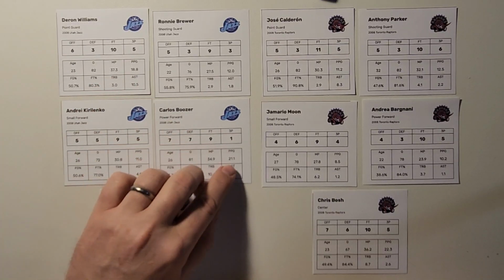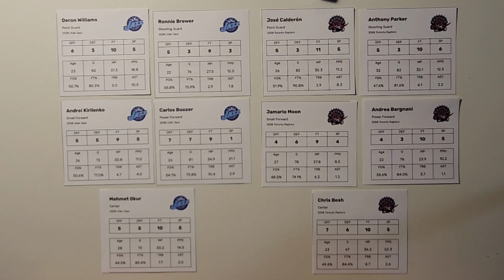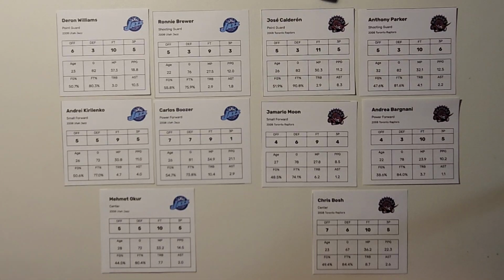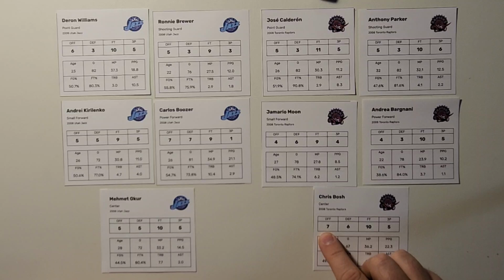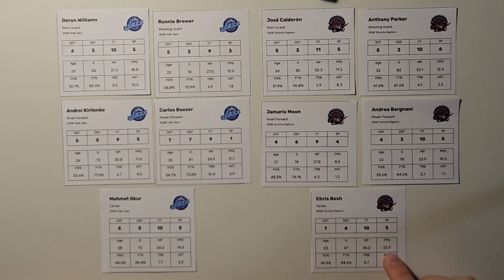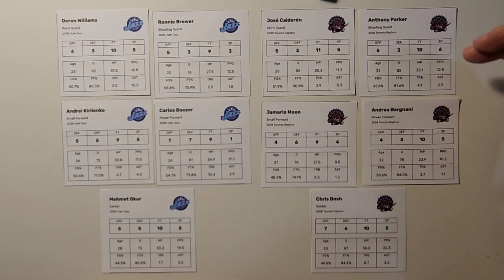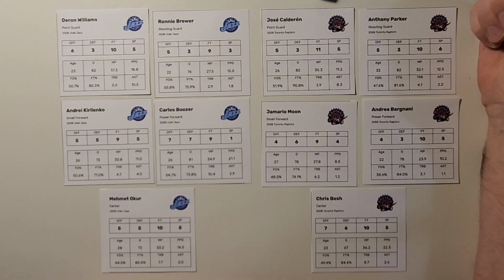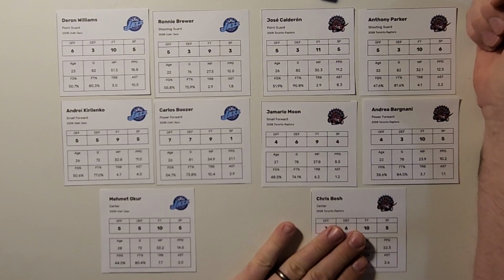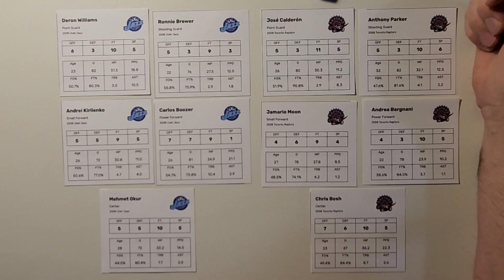So Deron Williams and Carlos Boozer were the two top scorers here. You can see 21 points a game, 18 points a game, almost 19 for Deron Williams. And that offensive number is based off of points per game. It's also based off of their shooting percentage. And so the better shooters, the better offensive players are going to have higher ratings. You can see Chris Bosh with a 7. He was their primary scorer at 22 a game. The rest of these guys are right around 10 or 12 points a game. So he's obviously going to be taking more shots, getting the ball more.